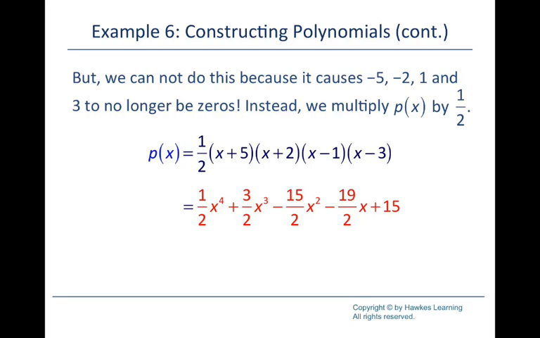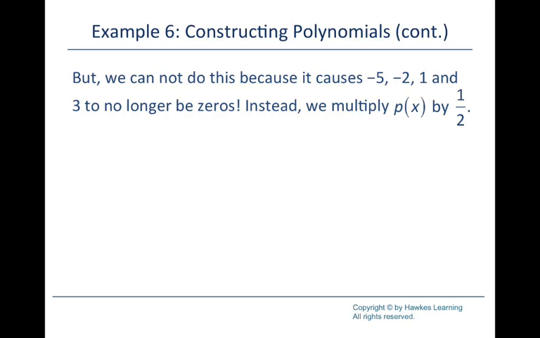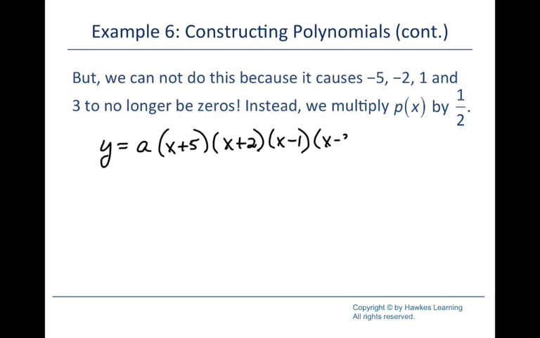But the easiest way to figure this out is to go back and talk about there being an A, a multiplier you want to figure out. So you want to write your equation y equals A times x plus 5 times x plus 2 times x minus 1, because you don't feel like you just pull that 1/2 out of the hat, times x minus 3. Again, we change the signs as we put those factors in there.